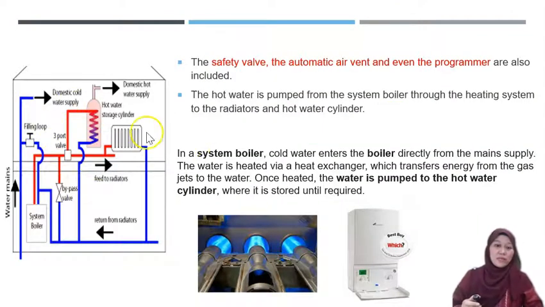Okay, this diagram is clearer to see, in which this is the system boiler, just one system here, just one part here, and all the pump is sitting inside it. They are using gas to heat up the water, and then the water is pumped to the hot water cylinder and stored. So the hot water will be stored inside this cylinder. Okay, so the system boiler will boil the water, and the hot water will stay in this hot water cylinder.